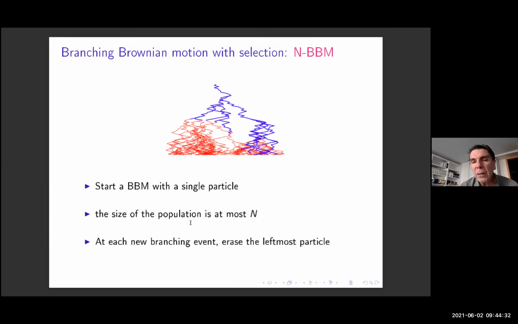Imagine that you start with one particle, but you could start already with N particles if you want, and these particles diffuse and they branch like in a branching Brownian motion. So this is a branching Brownian motion. A full branching Brownian motion would be this full red picture. But now in the NBBM, you introduce the rule that the population cannot become larger than N. So there are at most N particles. In fact, it will saturate at N. And when you have N particles, it will remain at N. And the rule is whenever there is a branching event, then the leftmost particle is erased.